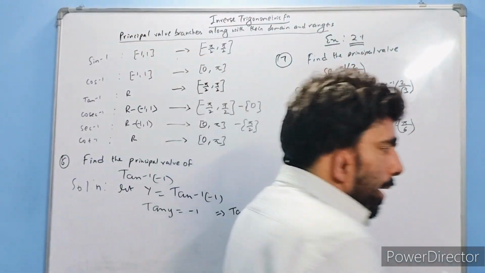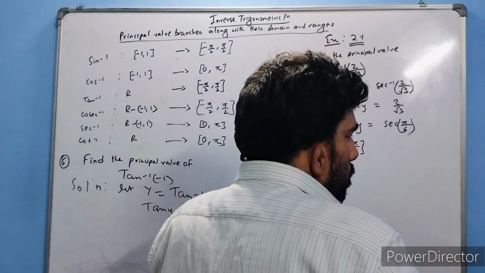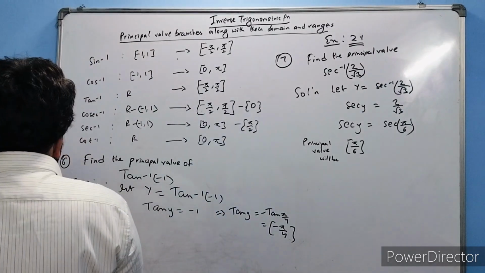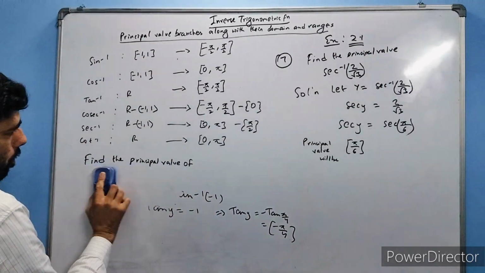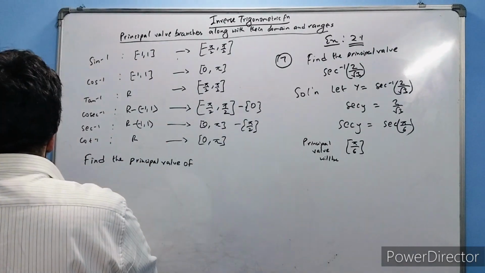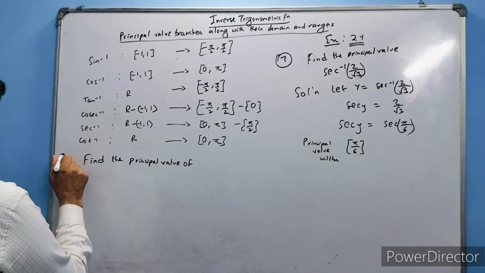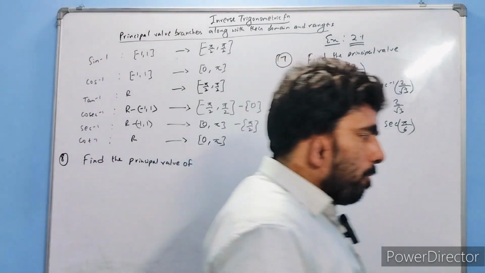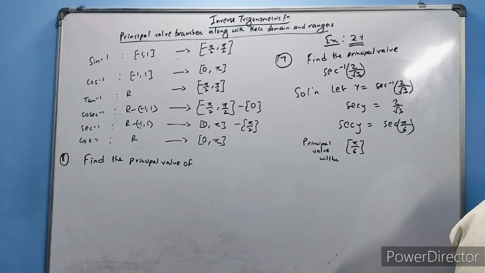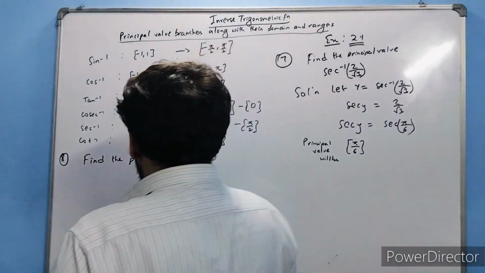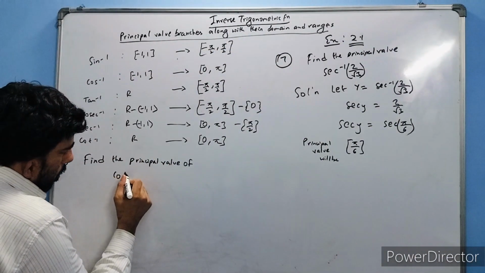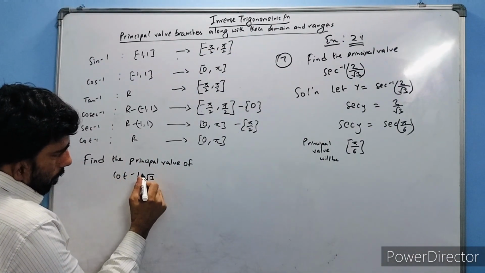Now let us try to find the principal value of another function. We have just solved question 8, so now it will be the ninth question. Wait, the question we have now is: find the principal value of cot inverse root 3. Cot inverse root 3. How?